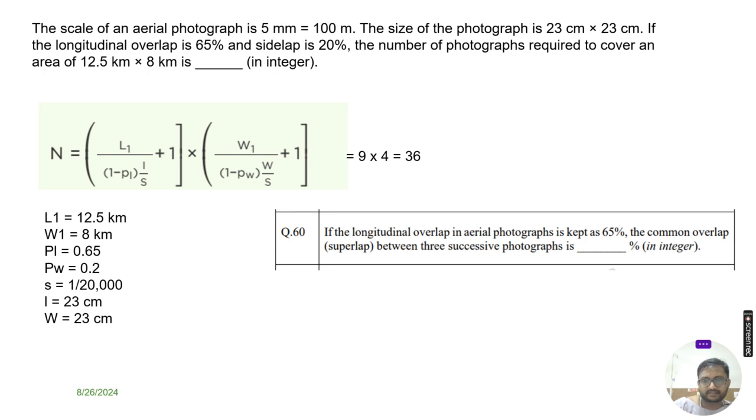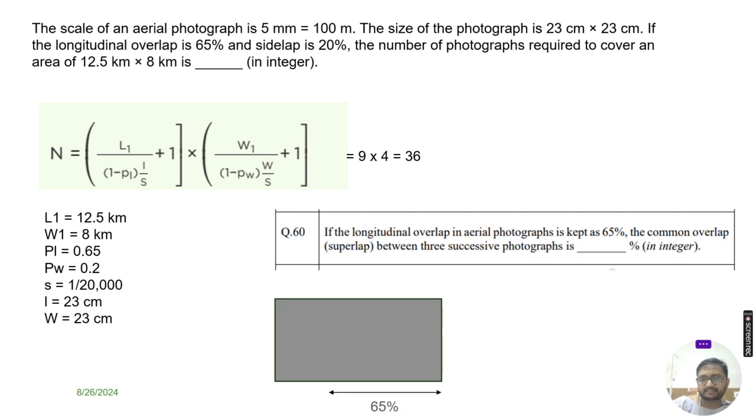So now the next question is like, if the longitudinal overlap in aerial photograph is kept as 65%, and the common overlap, which is also known as the superlap. The superlap is the similar portion of 3 different images. So if you take 3 successive photographs, what will be the superlap? First we will have this kind of image. Then we will take the next image. Then we see that 65% area is becoming the same, the longitudinal overlap.